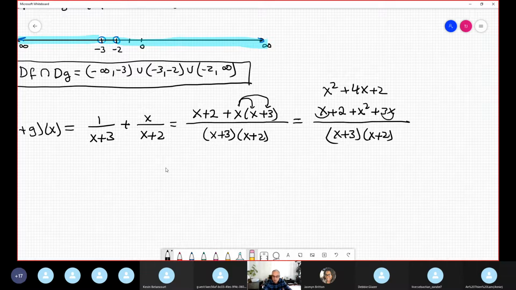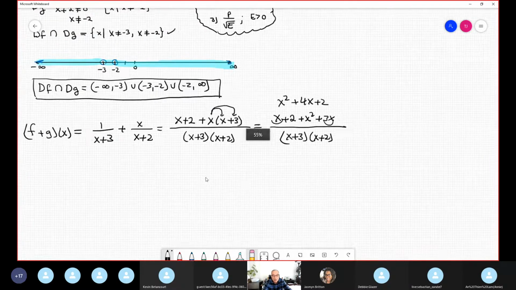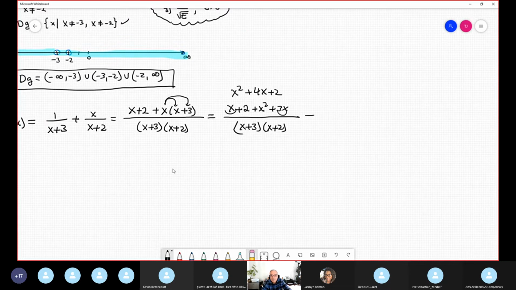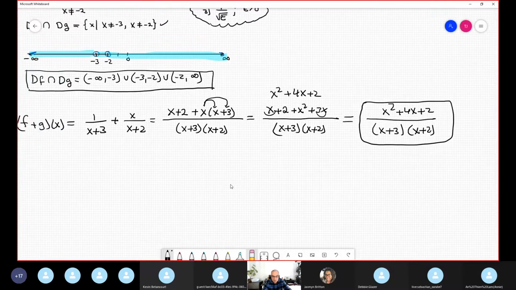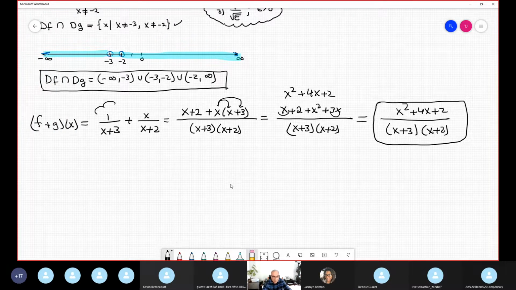Okay, this is my beautiful final answer: x squared plus 4x plus 2 over x plus 3 times x plus 2. Boom. By the way, guys, this is equivalent to this. That part, if you don't want to, you don't need to do. And what is the advantage of this? This is easy, I finished.